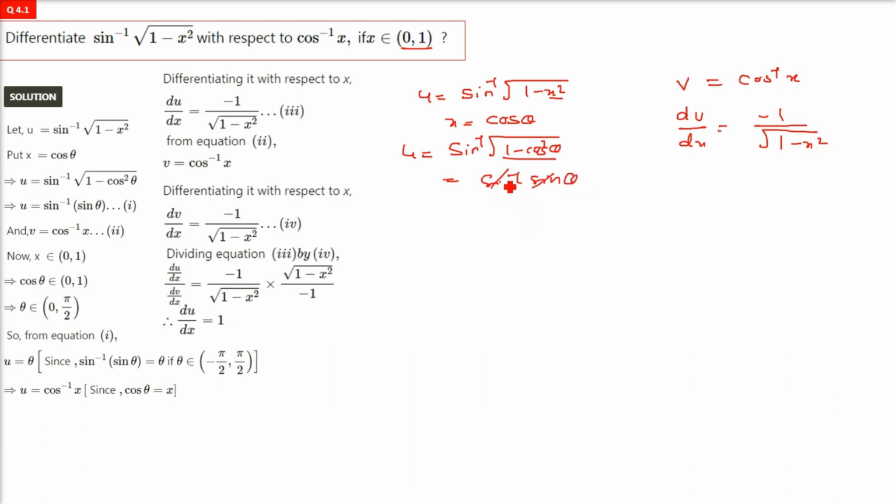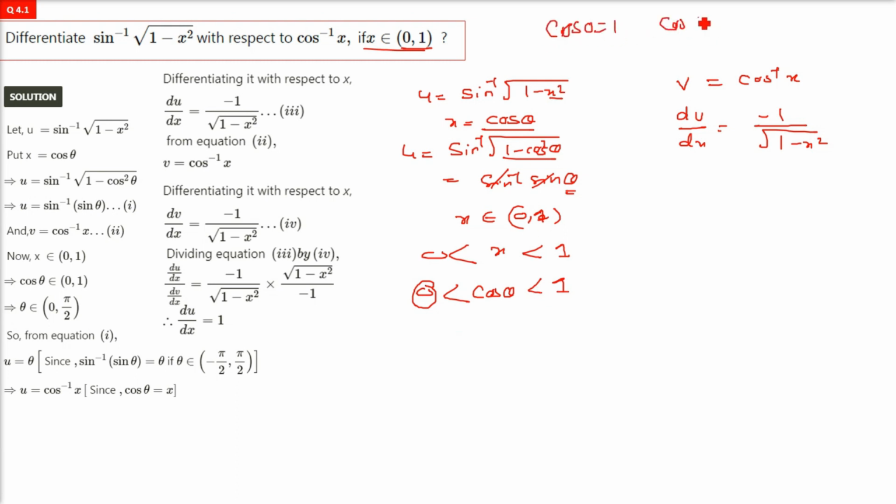When you cancel this, you cannot cancel sine and sine inverse just like that. It has to be between a certain range, which we have already discussed in our previous discussions. So x belongs to 0 to 1, that is, x is between 0 and 1. X we are putting as cos theta, so cos theta has to be between 0 and 1. So in order to find theta, you take cos inverse everywhere: cos inverse 0, cos inverse of cos theta, and cos inverse of 1.